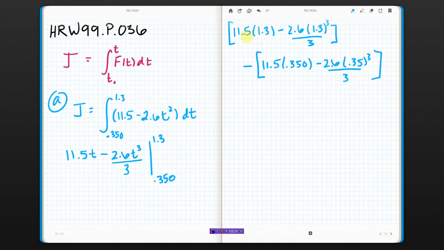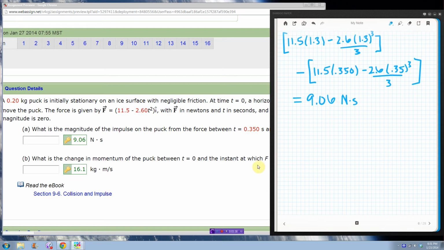I'm going to put that whole thing in my calculator. And I got 9.06. And this is an impulse, so that will be in the units of momentum. I'm going to use Newton seconds because it's my favorite. Let's go check. Yep, 9.06.